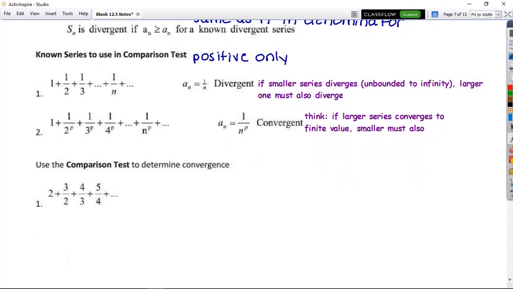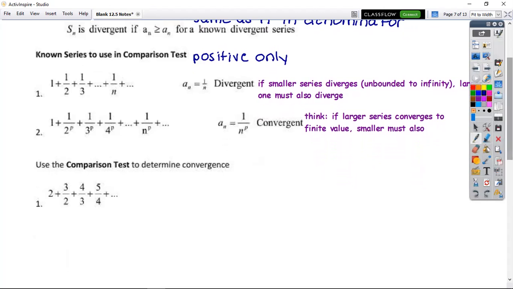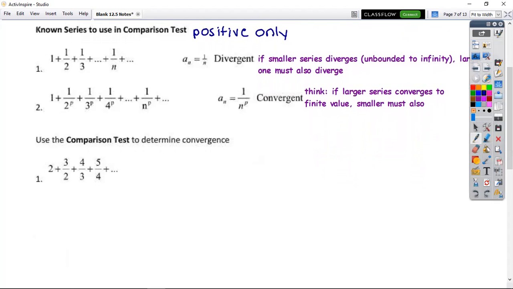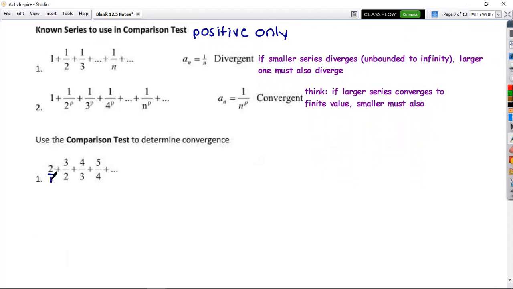I like to do this by substituting in and looking at term numbers. But if you want to think of it like that too, you certainly can. So number 1, we're going to use the comparison test to determine whether this is a convergent or a divergent series. So similar to what you did yesterday, I'm going to look at this 2 and I'm going to go 2 over 1. And I'm going to write a formula. So I'm looking for patterns again. So a sub n equals.